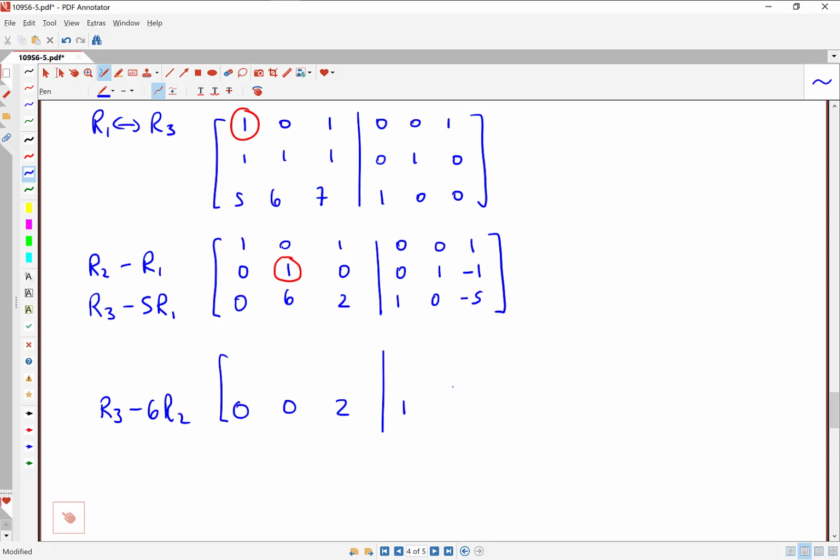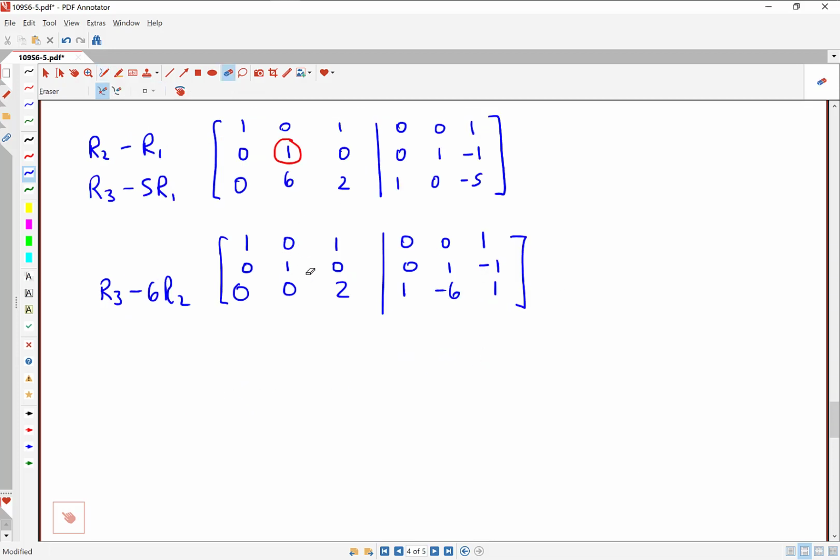0 minus 6, negative 6. And then negative 5 plus a 6 is going to be a positive 1. So if you want to do a little bit of side calculation here, negative 5 minus 6 times a negative 1 is how we're getting that positive 1. And we can just recopy the top 2 rows because those are not changing at this point.